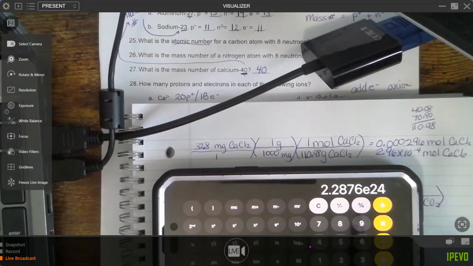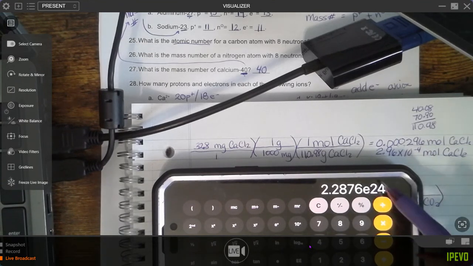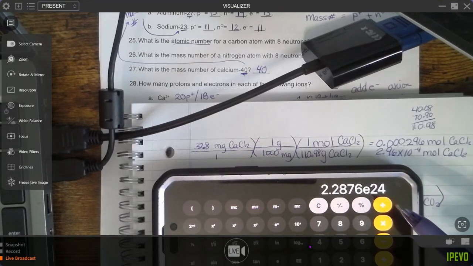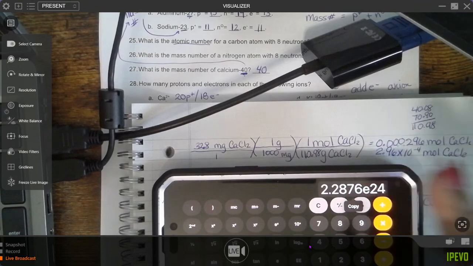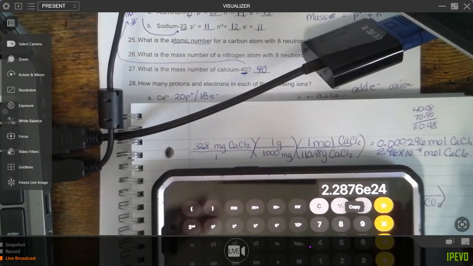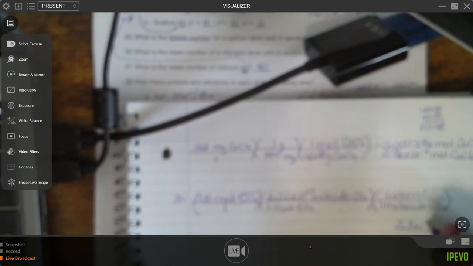I want to make a point. When you are doing these calculations, make sure that you always look over here on your calculator to see if there's an exponent, because if you were just to put 2.3, you would be way off. So the answer here is 2.3 times 10 to the 24th carbon atoms.